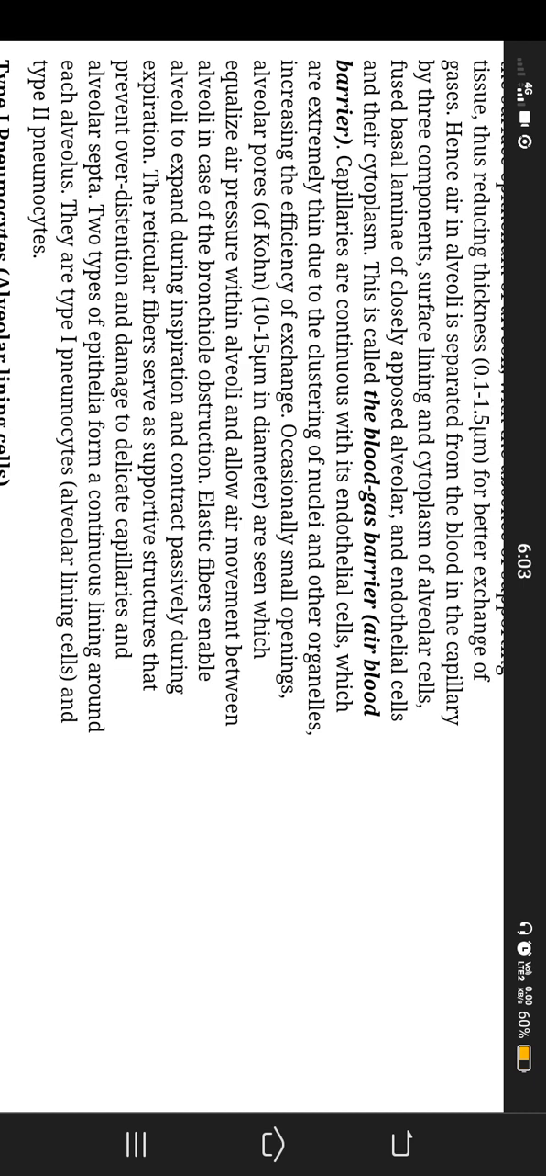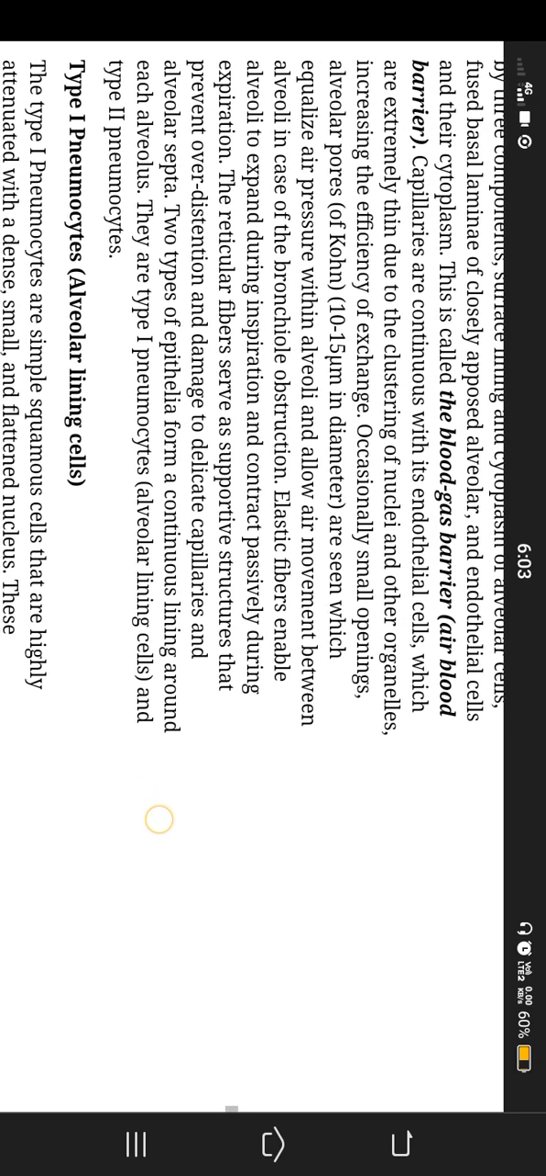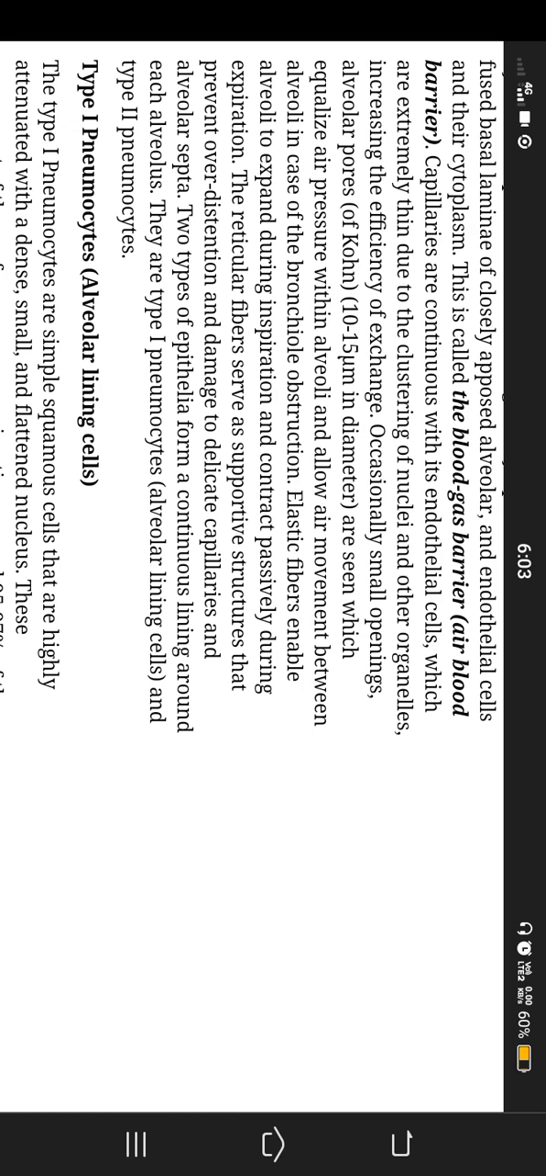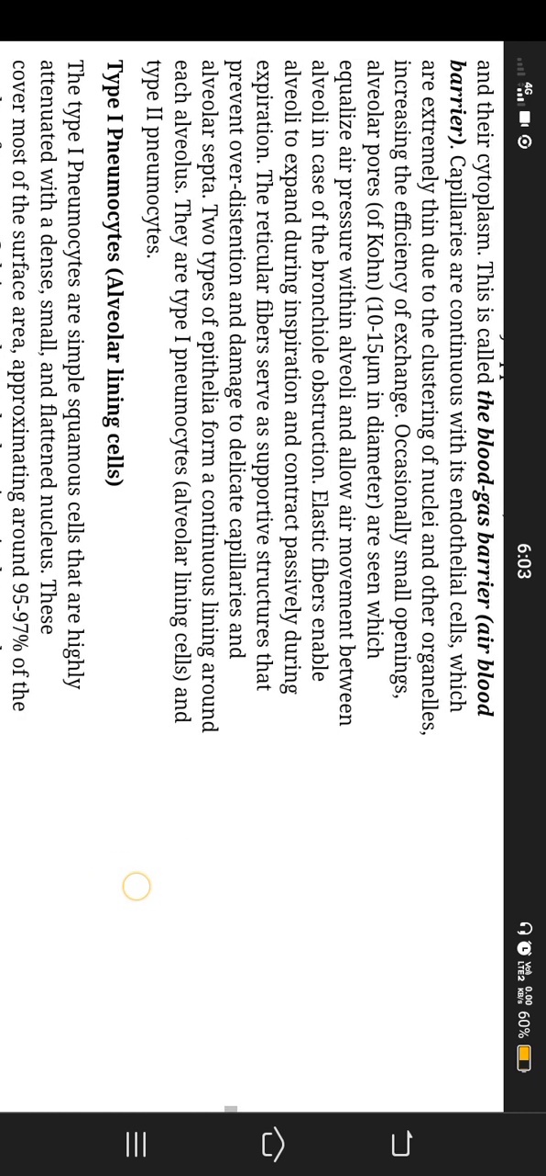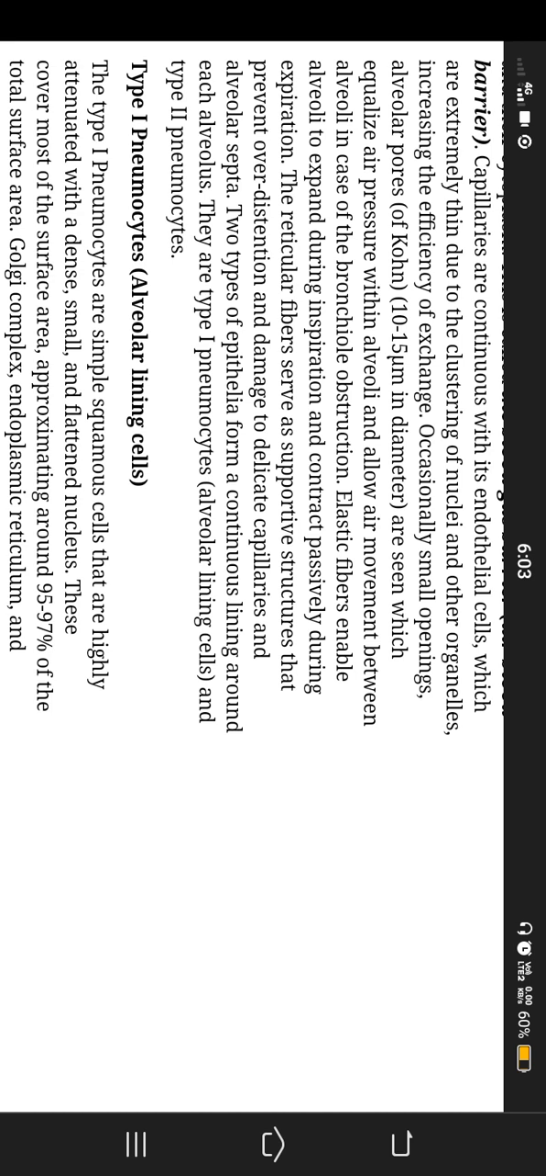of gases. Hence, air in alveoli is separated from the blood in the capillary by three components: surface lining and cytoplasm of alveolar cells, fused basal laminae of closely opposed alveoli and endothelial cells, and their cytoplasm. This is called the blood gas barrier, or air blood barrier. Capillaries are continuous, with extremely thin endothelial cells due to the clustering of nuclei and other organelles, increasing the efficiency of exchange.